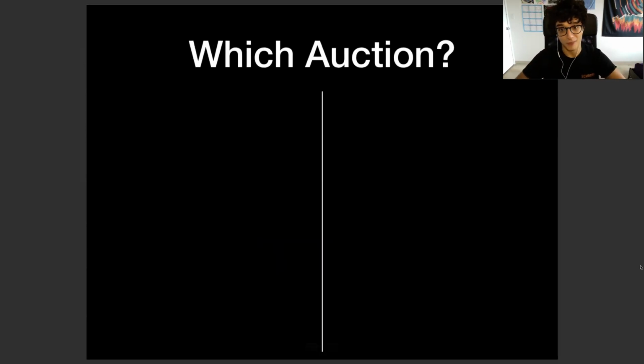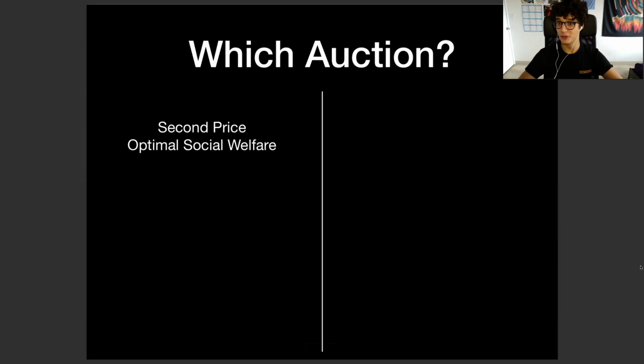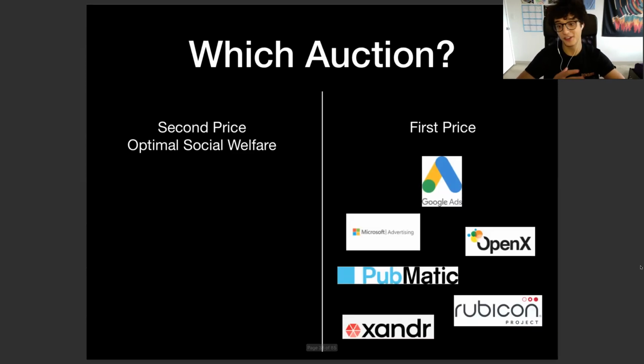Okay, so we're an ad exchange. We're choosing between the second price auction, which optimizes social welfare and has all of these beautiful economic guarantees, and the first price auction. Well, if you're the Google ad exchange, you say, let's use the first price auction. And so does absolutely every single other major ad exchange in the market.